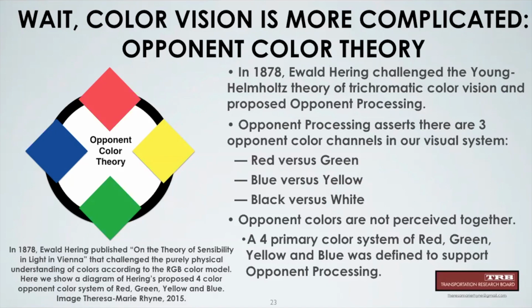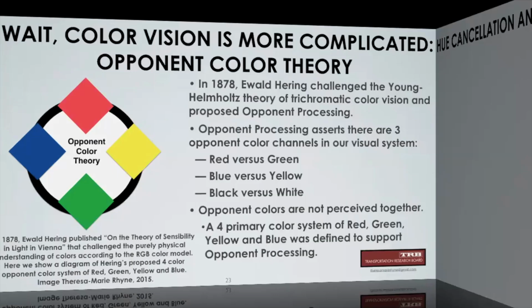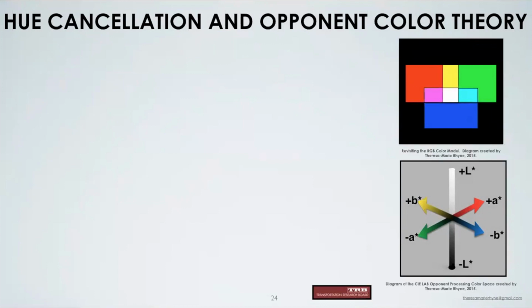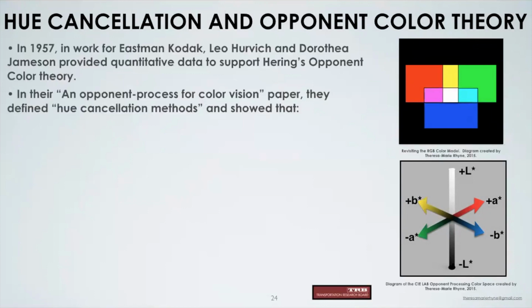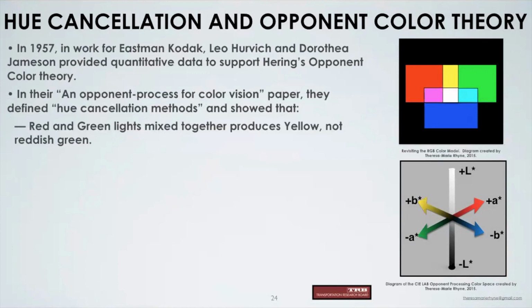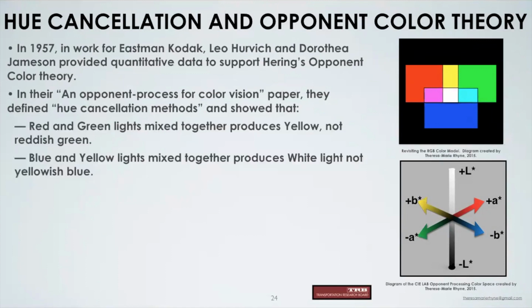You see white. The first group to demonstrate this, called hue cancellation, was at Eastman Kodak, Hurvich and Jameson in 1957. I've been talking about close to 200 years of color theory, and it wasn't until 1957 that they demonstrated that if you mix red and green, you get yellow, and blue and yellow, you get white.